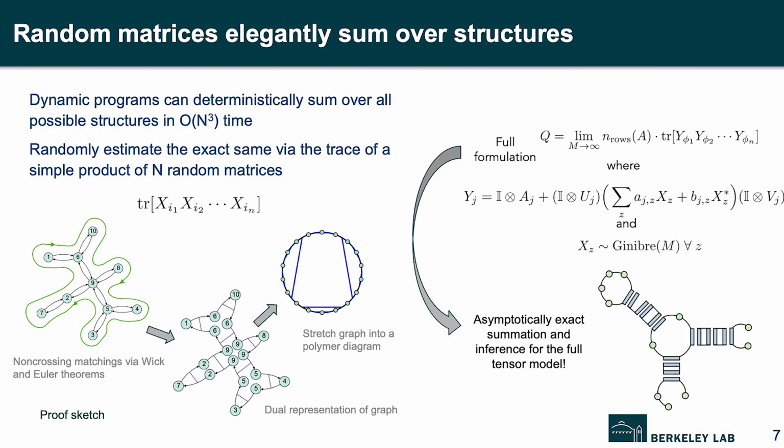What we've demonstrated is that there's a pretty deep and interesting connection with the fields of random matrix theory and free probability. So actually, if one computes a trace of a product of random matrices in a particular way, we can embed our exact model, including all of the complementarity and free energy relations, into this randomized estimator, which appears as a simple matrix product. So this gives us an asymptotically exact summation inference for the full tensor model, just using this simple formulation and no dynamic programming whatsoever.